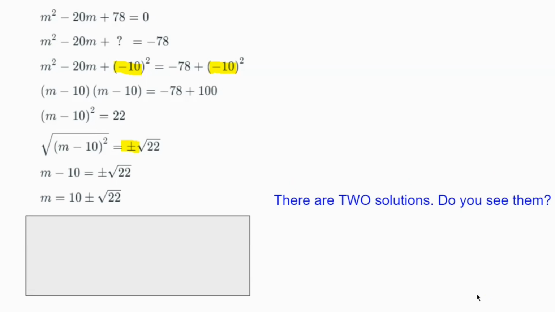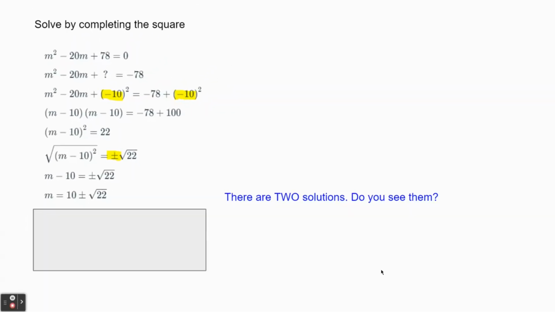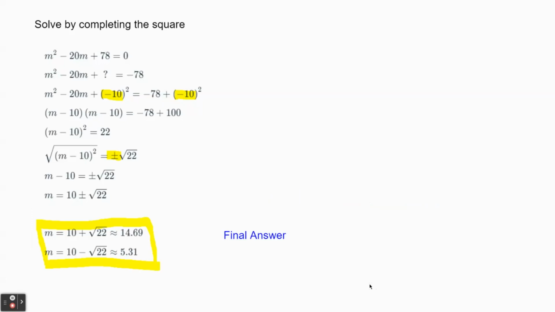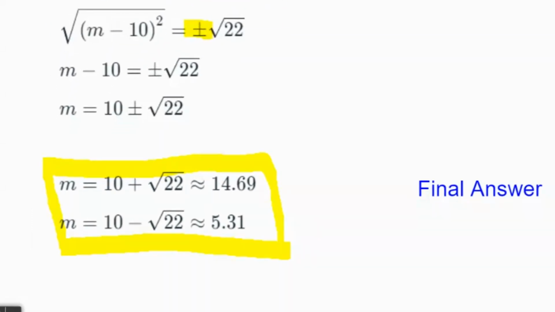Add 10 to both sides. And that's actually your answer. Well, actually, there's two answers. There's two solutions. Do you see them? One of the answers is 10 plus radical 22. The other is 10 minus radical 22. And if you punch those answers into your calculator, you get around 14.69 and around 5.31. Both of those are values for m that would make the entire equation equal to 0.